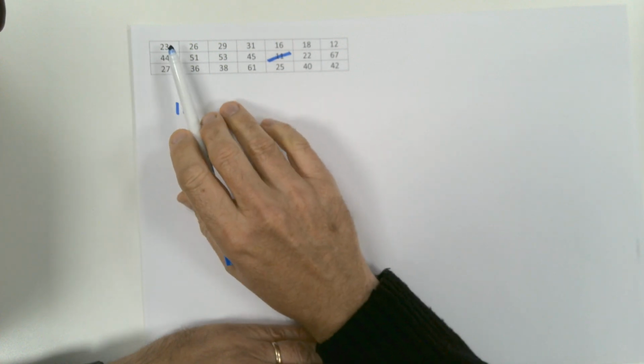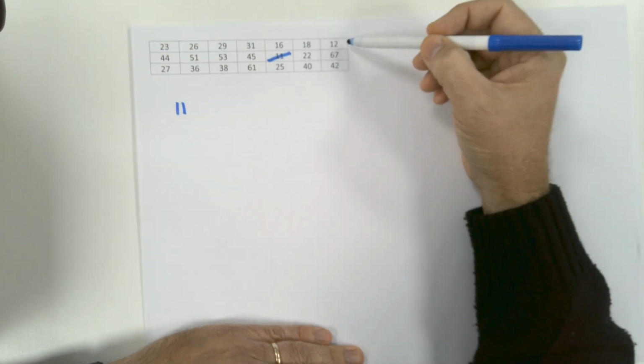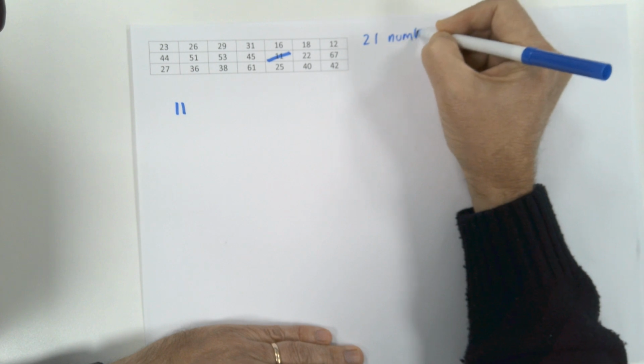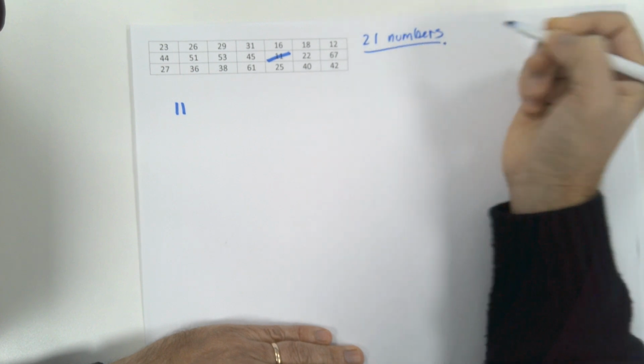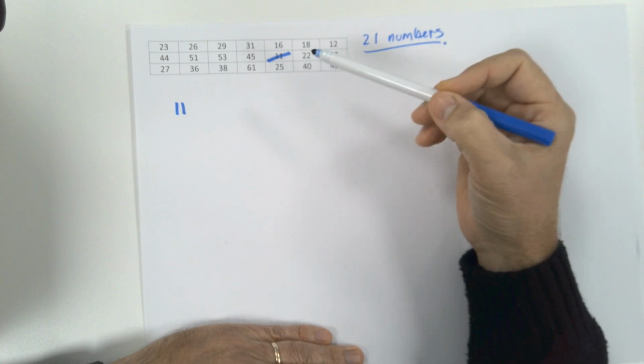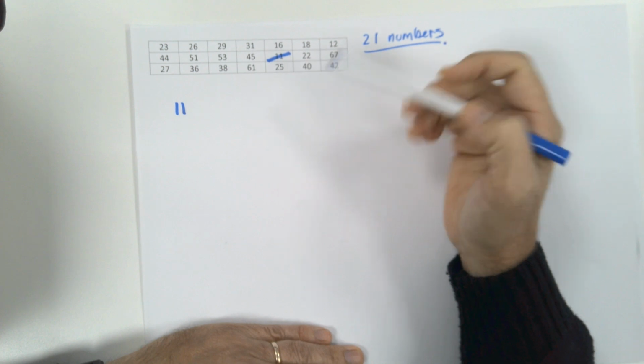Oh, by the way, also, look at this. I've got 1, 2, 3, 4, 5, 6, 7 across, 3 down, so there's 21 numbers in total. That's really important because if I end up with not 21 numbers down here, I've either missed one out or counted one twice. So you really got to check that. That's a nice little check.